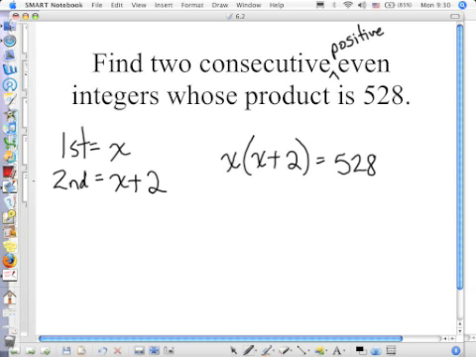See, now this one's not as easy as the last one. But distribute. Bring your 528 over so that you set the whole thing equal to 0. Factor. Y'all just gonna wait for me to give you the answer, huh?